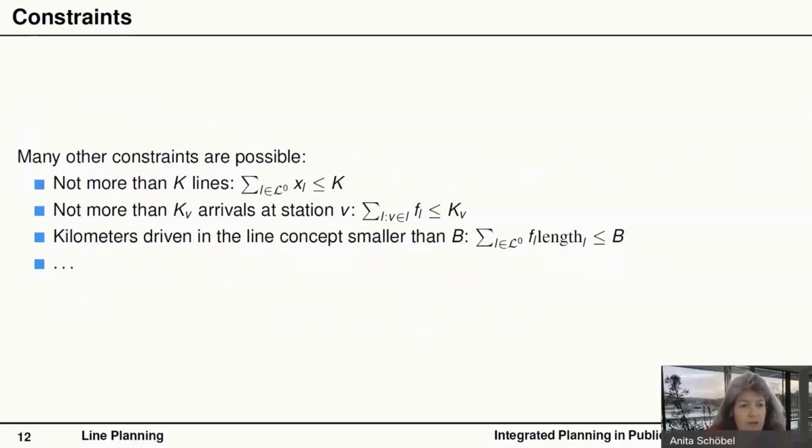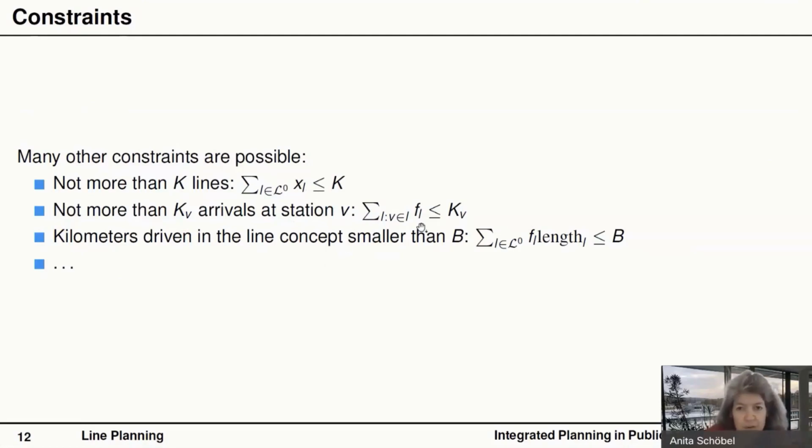But many other constraints are also possible, and it is a nice homework or easy finger task to write down how to model these constraints. For example, people could say that they do not want more than K lines because that would be too confusing for the passengers. That is easy: you just sum up all the x_L variables and make sure that this is at most K. Or you would not like to have more than a given number of, let's say, K_V arrivals at some specific station V, because within one hour there's not enough space at this station, so you can only have 2 or 3 buses at the same time.